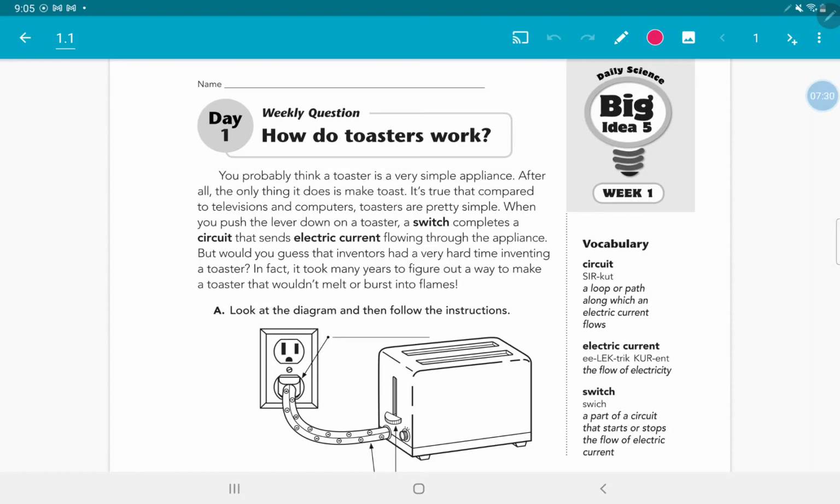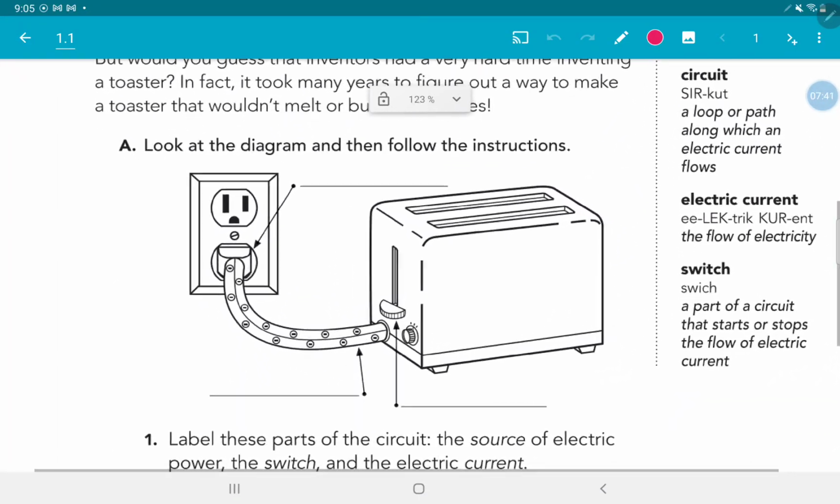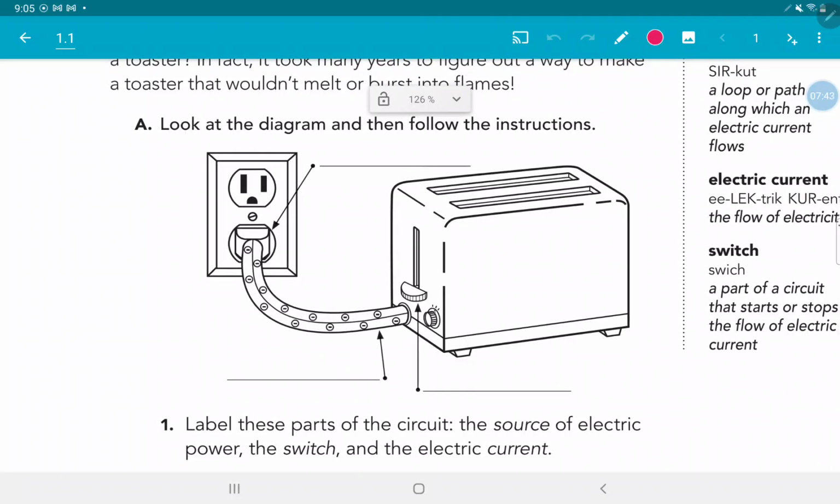All right, so let's take a look at the questions you have today. You've got a picture here of a toaster, and you have the parts labeled. Okay, so let's look here.